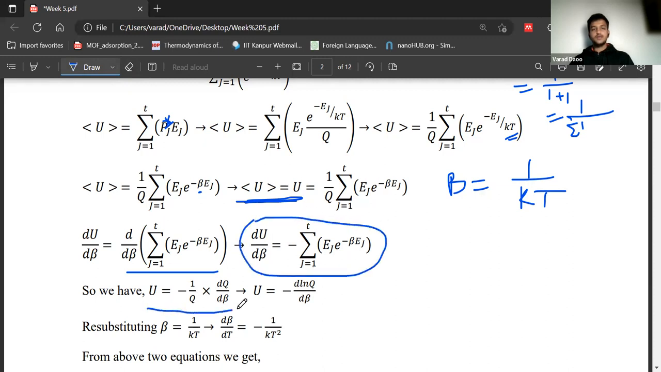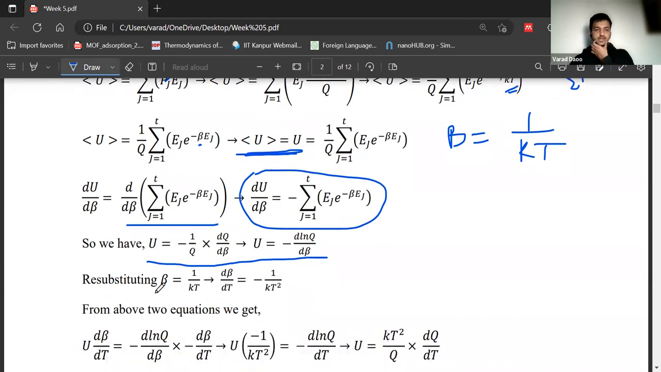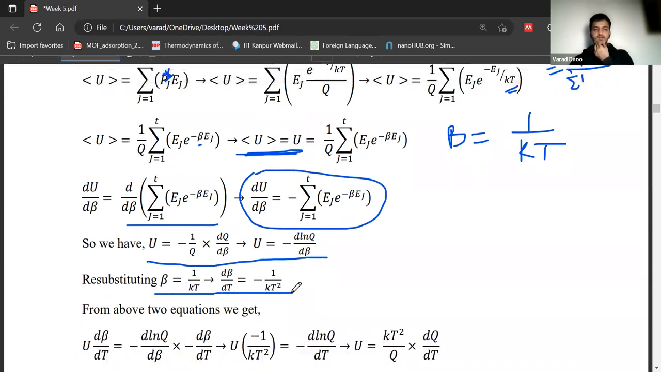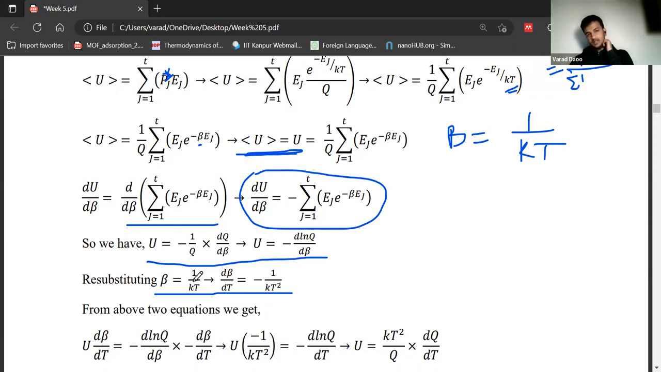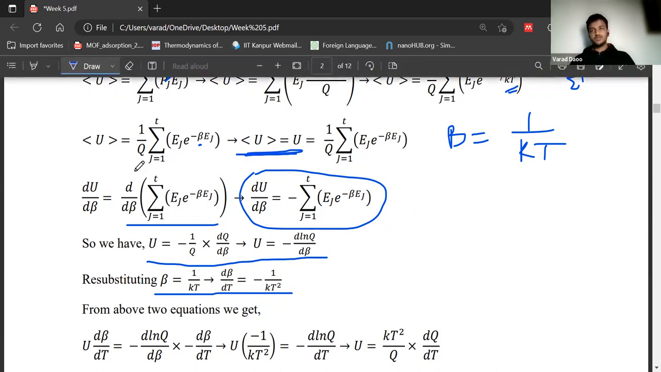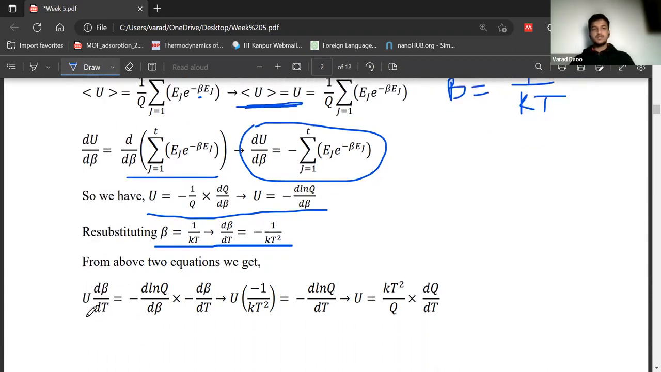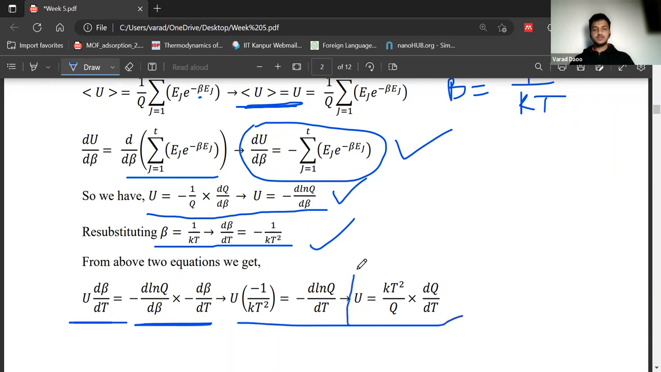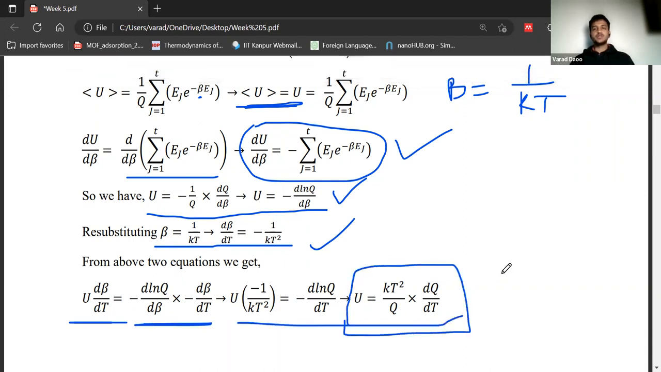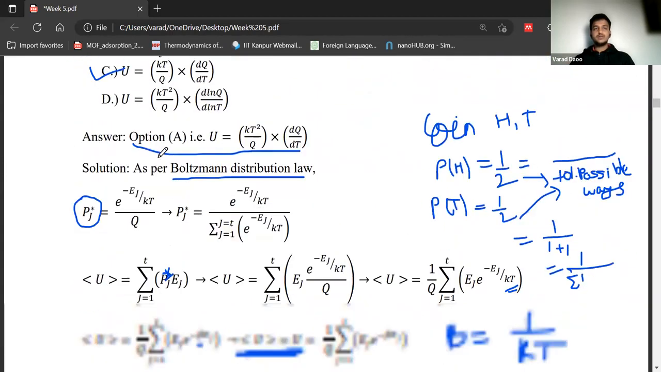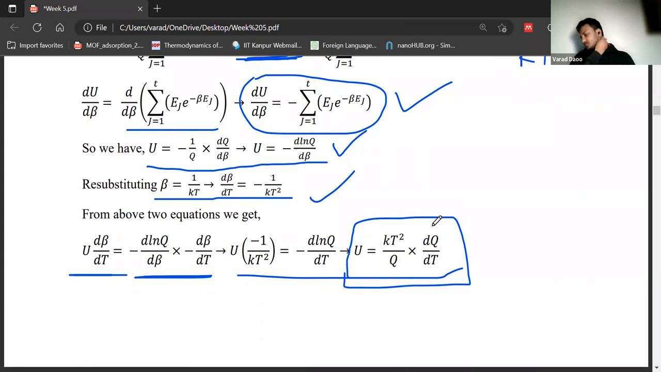Then we have this expression, and we resubstitute beta as this, and d beta by dT becomes 1 by k, with e to the power minus 1. The minus 1 will come outside, and it becomes 1 by T squared. Using these expressions, we can write it like this, which further simplifies, and finally we get this expression. It is nothing but algebraic manipulation. This is option C. The correct answer is option C.